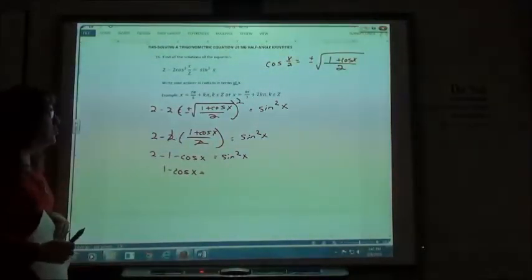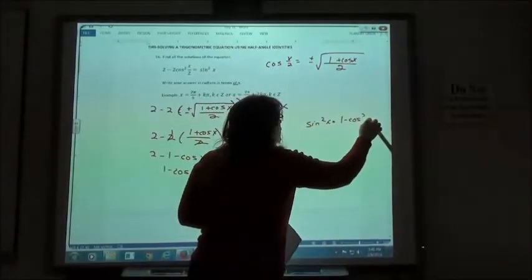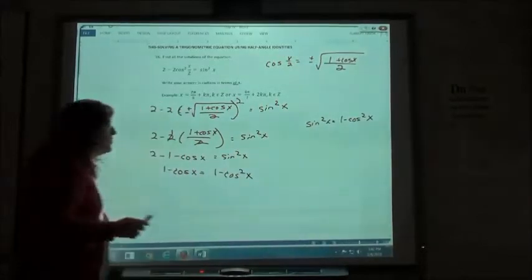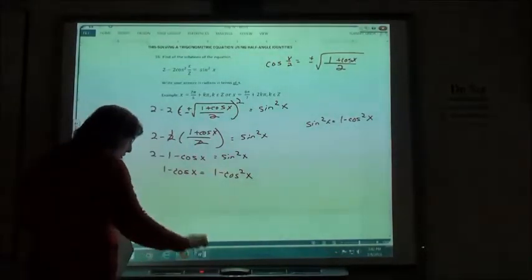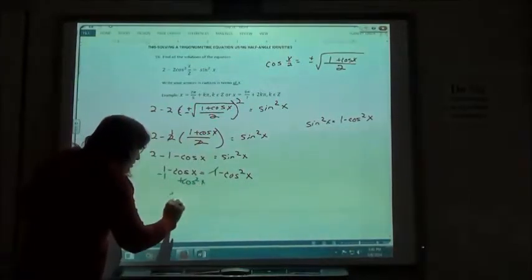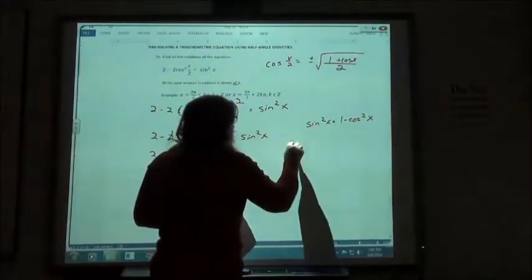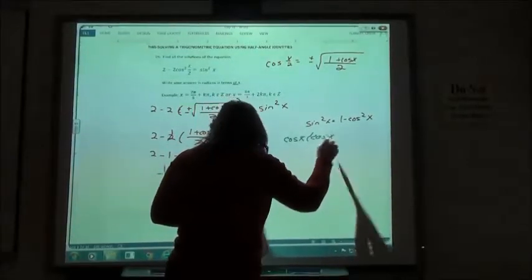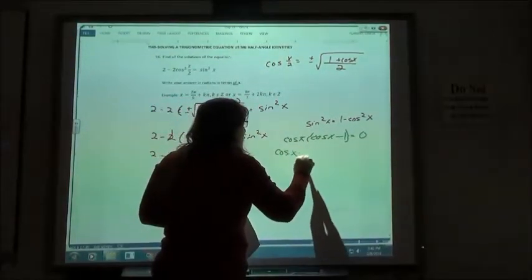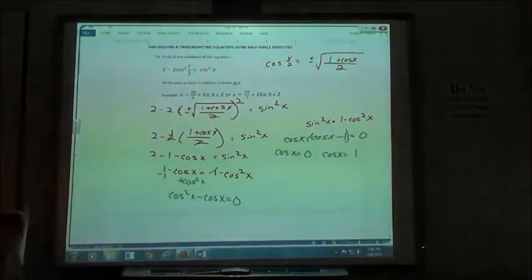Here, since I have sine squared of x, I want to use my Pythagorean identity. The sine squared of x equals 1 minus the cosine squared of x, so that I have the same units. So I can substitute 1 minus cosine squared of x in for sine squared of x. I am going to minus my 1, add my cosine squared of x. So I'm going to have cosine squared of x minus cosine of x equals 0. Factoring that, I would have cosine of x times cosine of x minus 1 equals 0. So either my cosine of x is going to equal 0, or my cosine of x is going to equal positive 1.